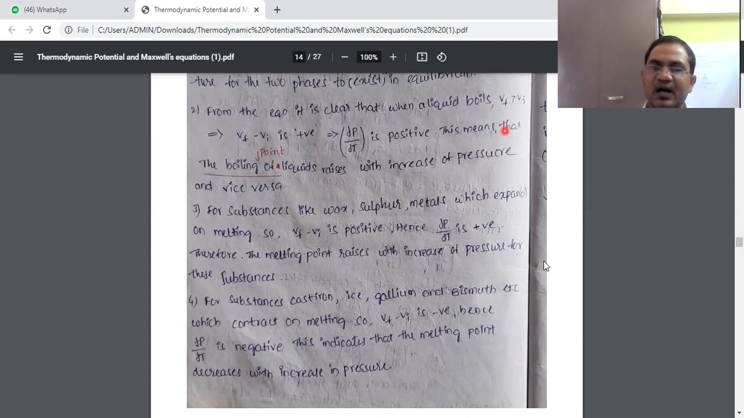So these are the applications of the Clausius-Clapeyron equation. First we derived the equation, and after that we discussed the applications: boiling and melting. In the melting case we saw two cases. Some substances like wax, sulfur, and metals expand on melting, and there the melting point increases with increase of pressure. Other substances like cast iron, ice, gallium, and bismuth contract on melting, and in that case the melting point decreases with increase of pressure.